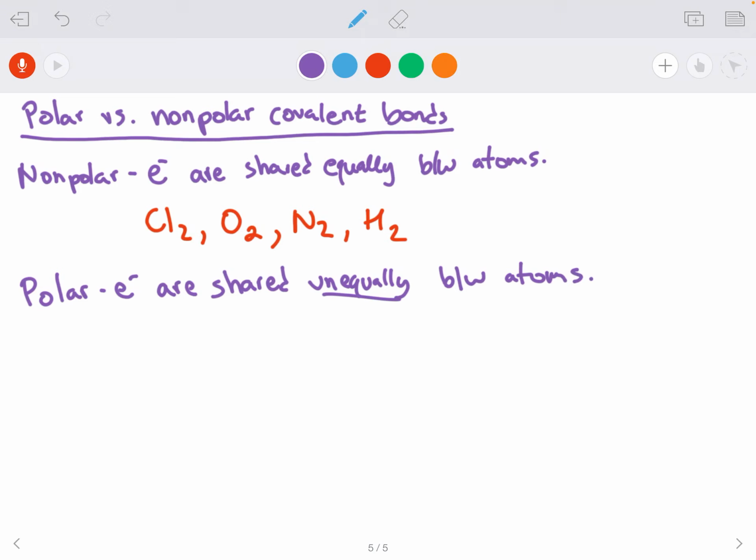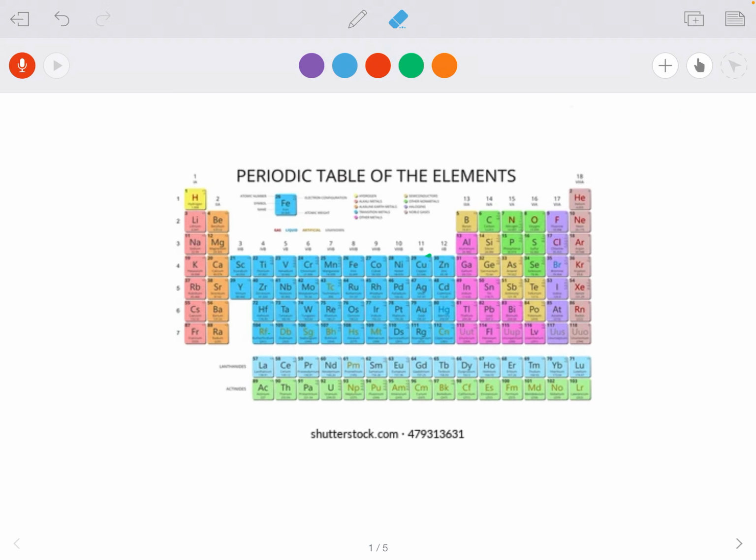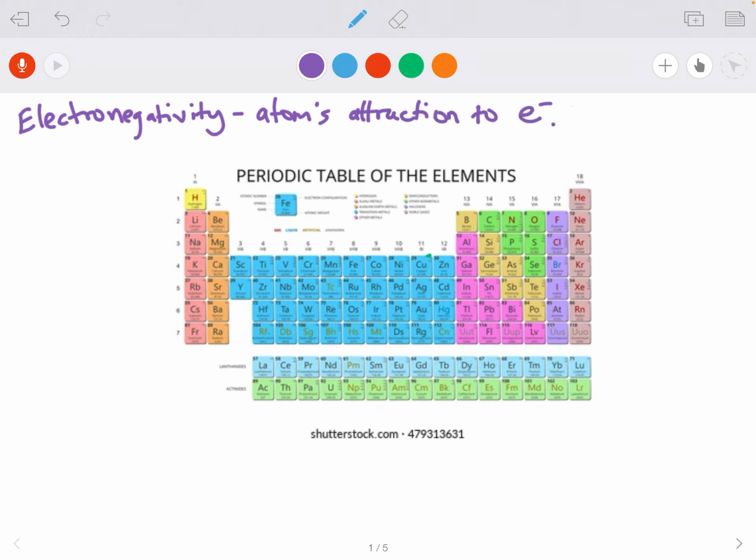To fully understand polar, we have to look at a term and go back to the periodic table. So the term we're going to look at here is something called electronegativity. It kind of is what it sounds like. It's an atom's attraction to electrons. So remember, an atom has protons in it that are positively charged, and then the negatively charged electrons. And positive and negative attract each other.